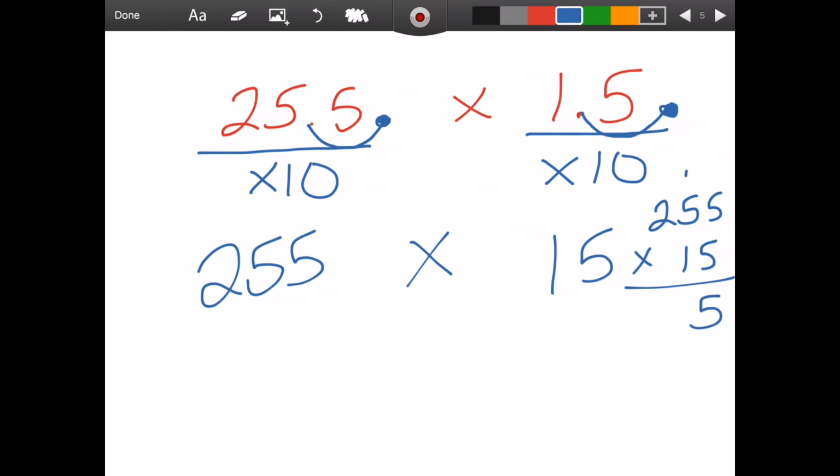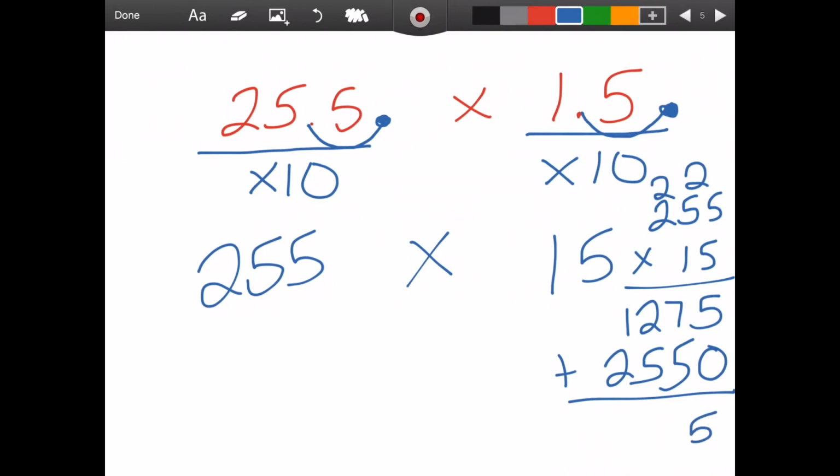5 times 5 is 25. 5 times 5 is 25 plus 2 is 27. 5 times 2 is 10 plus 2 is 12. Put my 0 down because I'm heading to the tens. 1 times 5 is 5. 1 times 5 is 5. And 1 times 2 is 2. Add those together. We get 3,825. Now keep in mind that I changed the problem in the beginning.